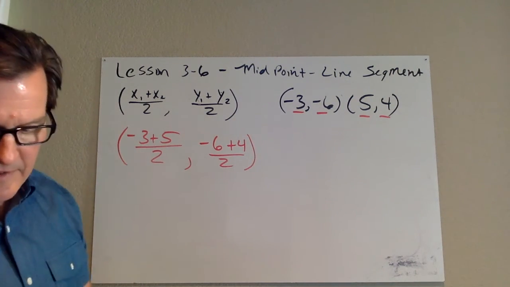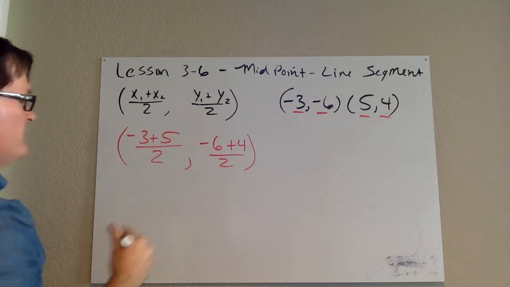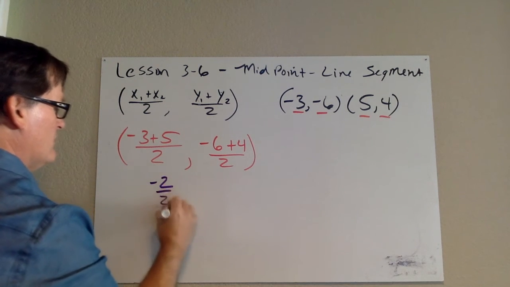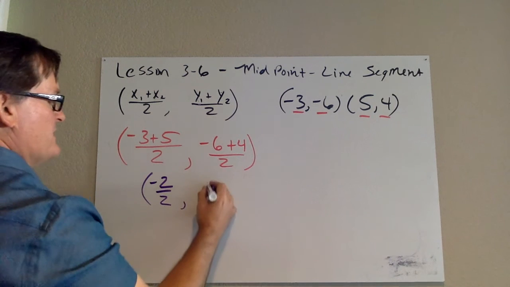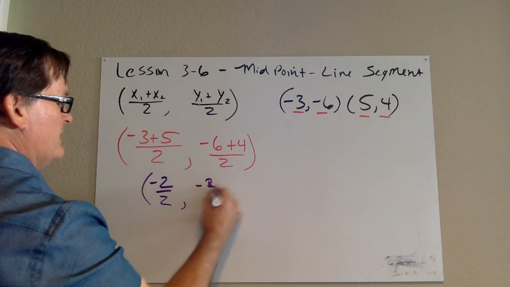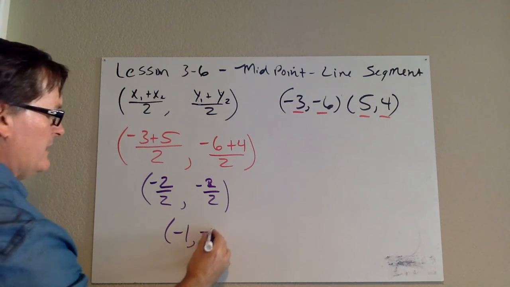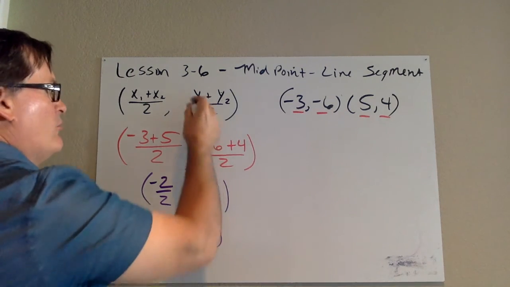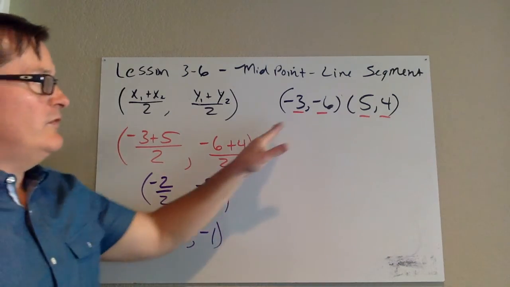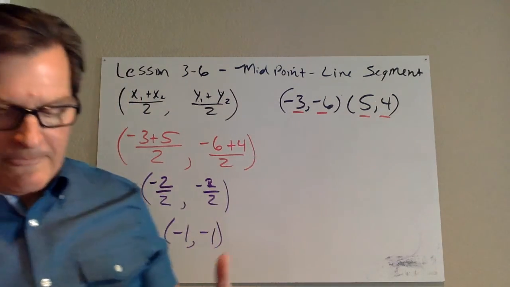Let's finish the calculation. -3 plus 5 is -2 over 2. -6 plus 4 is also -2 over 2. So my midpoint is (-1, -1). So that's the midpoint of the line segment with those 2 points as endpoints.